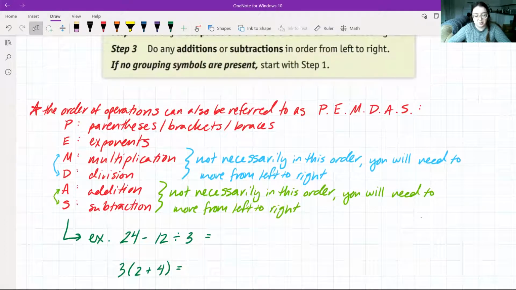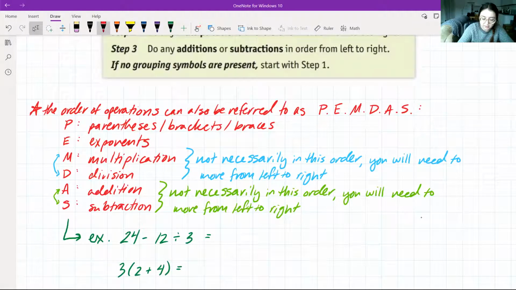Something that you may all know, or maybe not, which is perfectly okay. The order of operations can also be referred to as PEMDAS. So this is just another way to kind of remember things when you're working through them. If you can remember PEMDAS, it's the order of operations in steps. So step 1 would be parentheses, brackets, braces. You want to do anything that's in parentheses, brackets, or braces. Step 2, you want to apply any exponents. Step 3, which is considered multiplication and division.